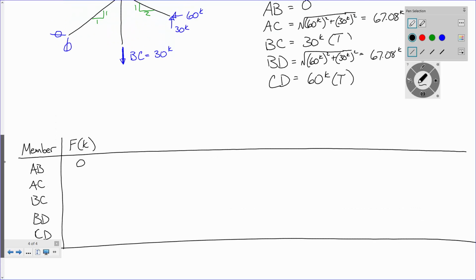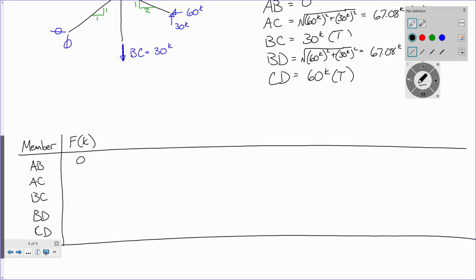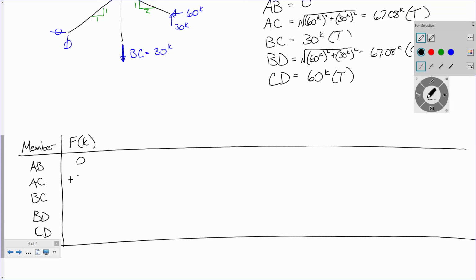AC, I'm going to write that as positive 67.08. BC, I'm going to write that as positive 30. BD, negative 67.08. And CD, positive 60. Everybody good? All right. Those are the results from my real analysis.